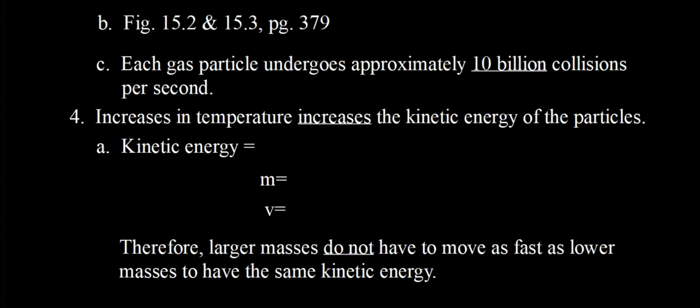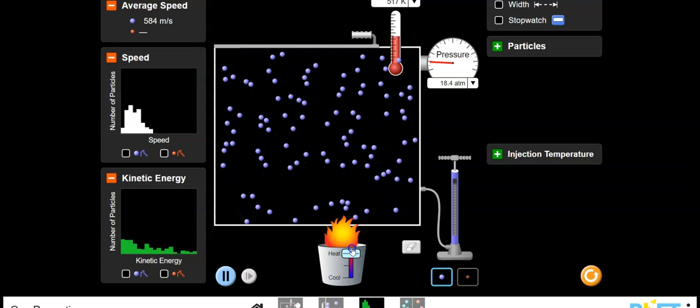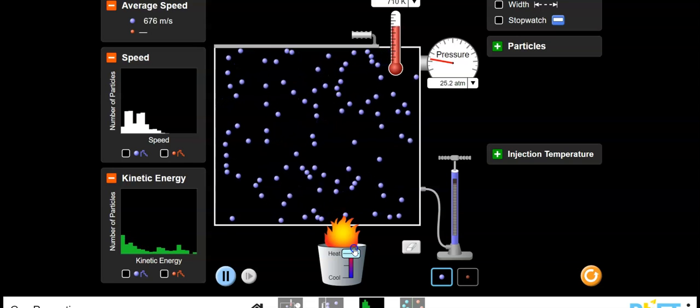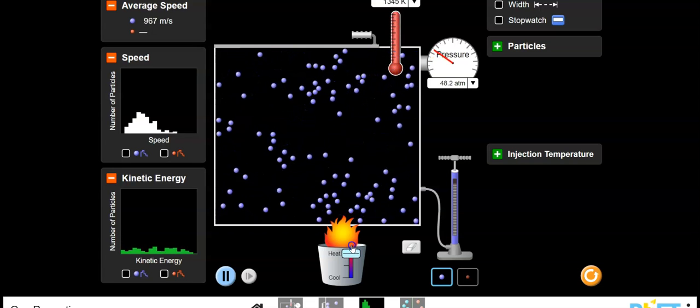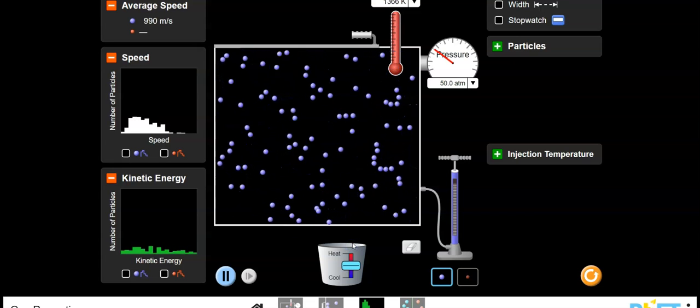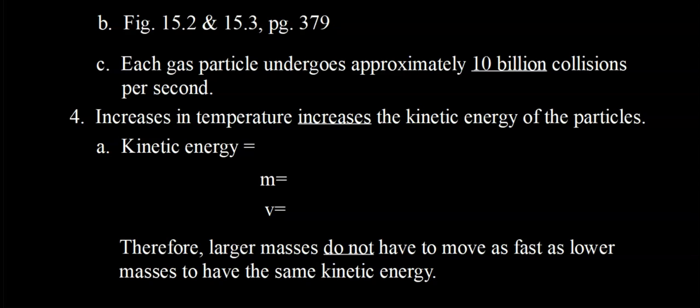So here's what it says. Increases in temperature lead to an increase in the kinetic energy of the particles. So again, if we go back to this animation, let's take this gas and heat it up, and let's see what happens to the particles. Well, as the temperature increases, on average, the particles move faster. So it's a very important relationship to understand.